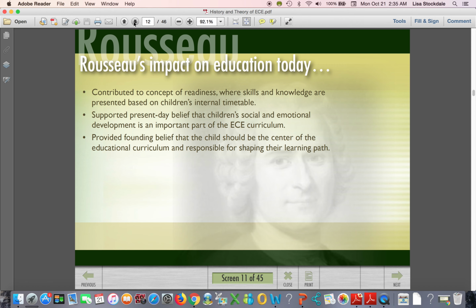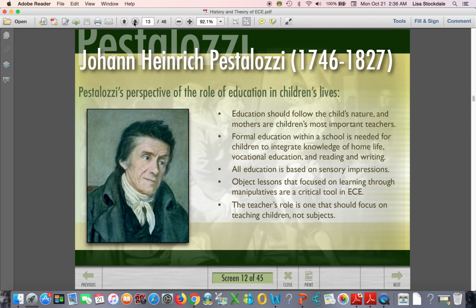Rousseau also believed in supporting the children's social and emotional development, which is a huge part of the early childhood education curriculum. And he provided the belief that children should be the center of the education curriculum, not the teacher. Student-directed, student-centered learning is where we feel Rousseau the most still today. And last but not least, I'm going to talk to you about Johann Heinrich Pestalozzi.